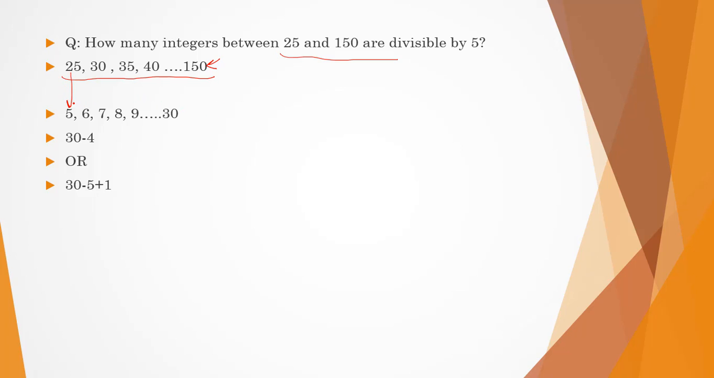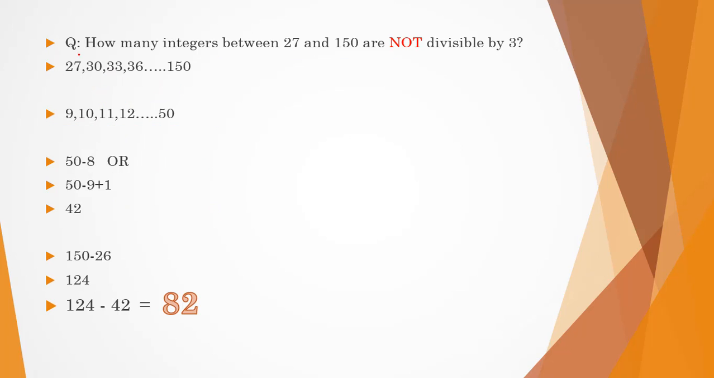5 5s are 25. 5 6s are 30. 5 7s are 35. 5 8s are 40. 5 30s are 150. Now you have consecutive integers and you realize that counting them is much easier. Just do it the way we did earlier: 30 minus 4, or 30 minus 5 plus 1.